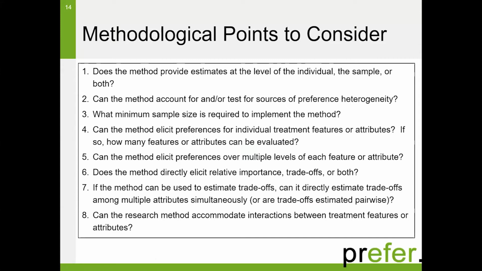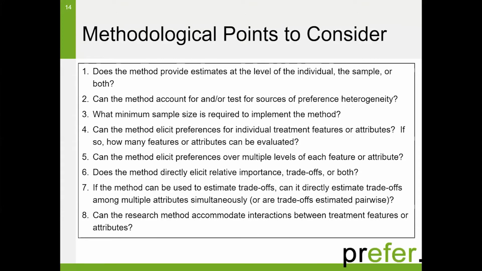First, some methods are designed primarily to provide sample level estimates, while others start with the individual level estimates and aggregate up to get sample level estimates. Second, we want to know, does the method allow us to control for or test for preference heterogeneity and to identify its sources? The third point relates to the minimum required sample size. Fourth, of all of the 5 methods under consideration, we know that they can estimate preferences for individual attributes, but they differ in the number of attributes that they can address.